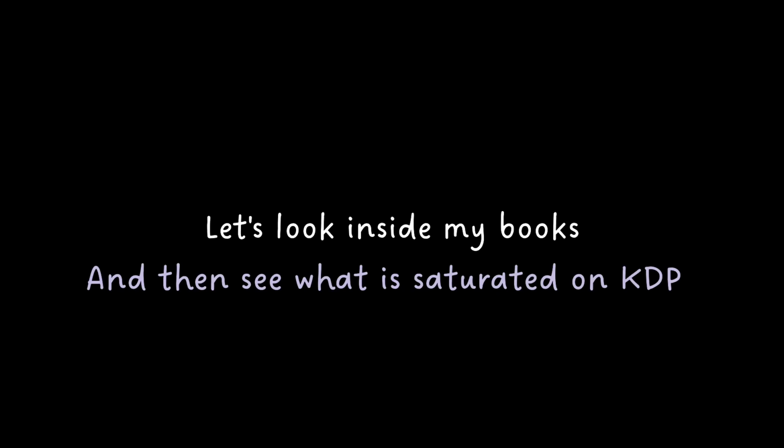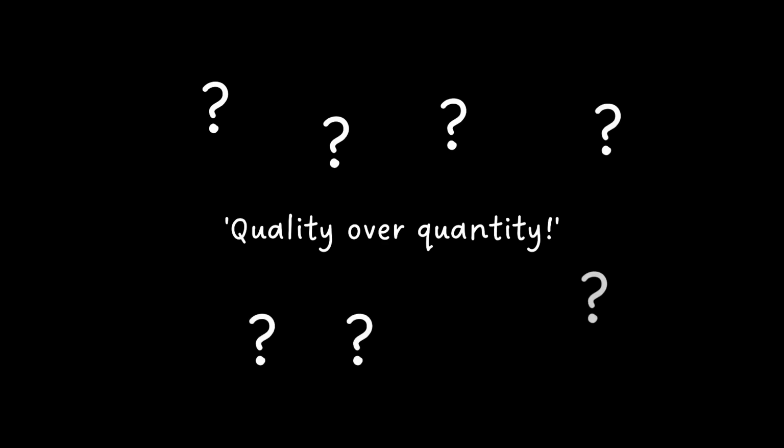So in this video, I'm going to be taking a look inside some of my books, and then I'm going to be talking about what type of books are saturated on Amazon KDP. So I keep talking about having a standard that you need to set for your books, but what does that actually mean? You've probably heard the phrase quality over quantity many times. Now, the problem with this is, what does it actually mean? And how do you go about gauging this?